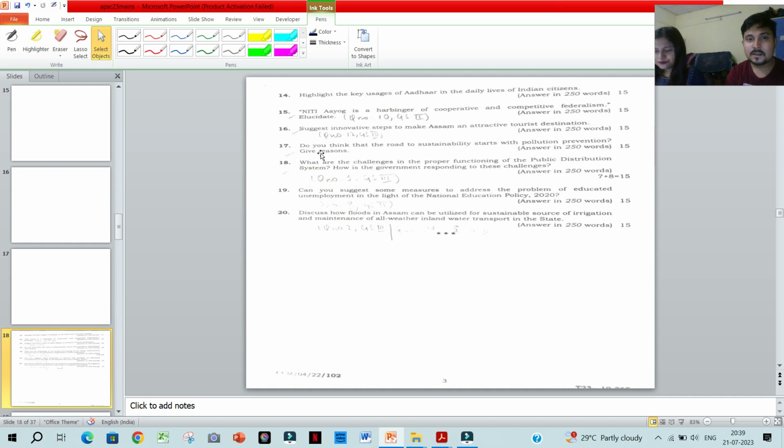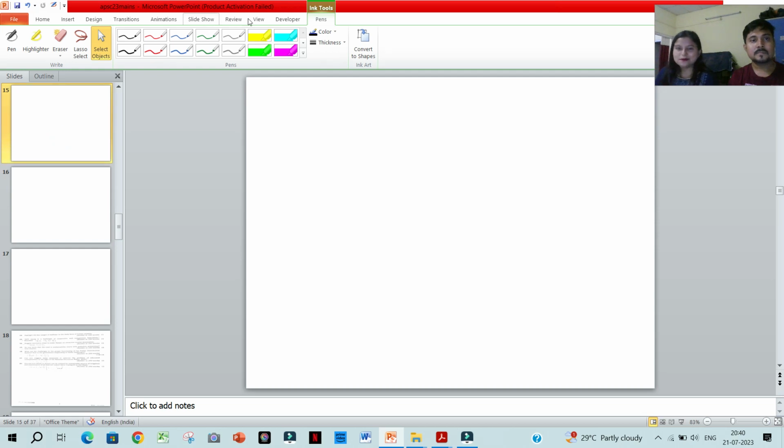Okay, so the next question is: do you think that the road to sustainability starts with pollution prevention? You have to analyze, or give reasons. These things are very important: comment, give reasons, analyze, critically analyze, give your views are all different. The whole question is hidden there. What you will do in a comment and what you will do in critically analyze differ. You generally realize this when writing mains. Still, you should be very careful while reading the last term or sentence and how the question comes. So about question number 17, we did not ask you this question.